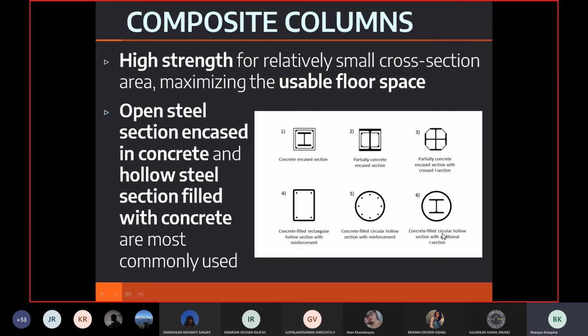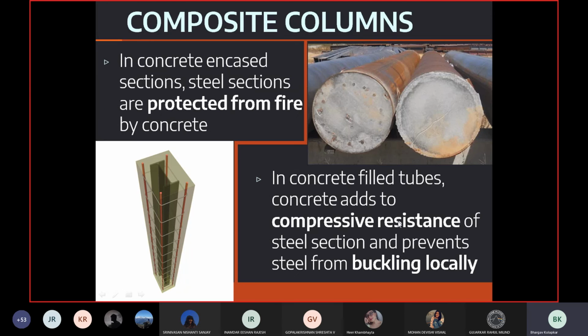So this is a concrete filled circular section with an additional I section. Perhaps in a very tight situation, this might be used. The advantage that the first type gives is that concrete naturally protects steel from corrosion and fire. And the advantage in the second type of system is that the concrete is encased in the steel tube, and therefore it prevents the steel tube from locally buckling.